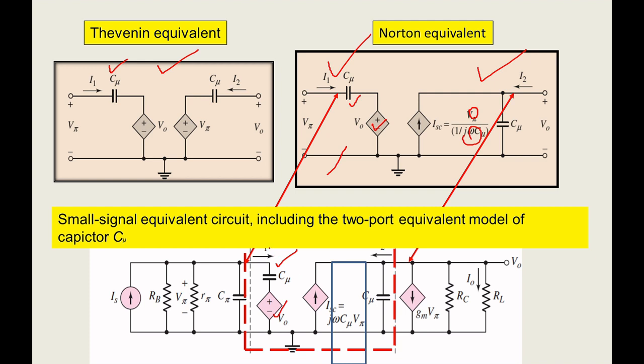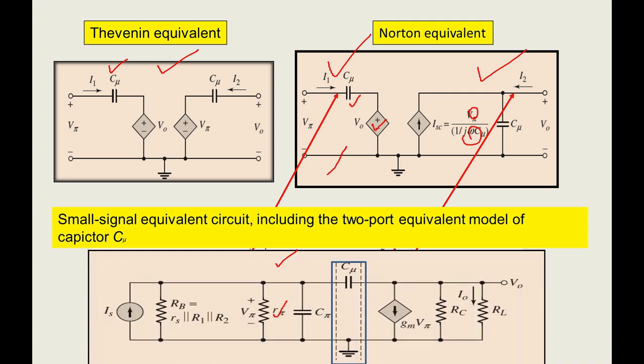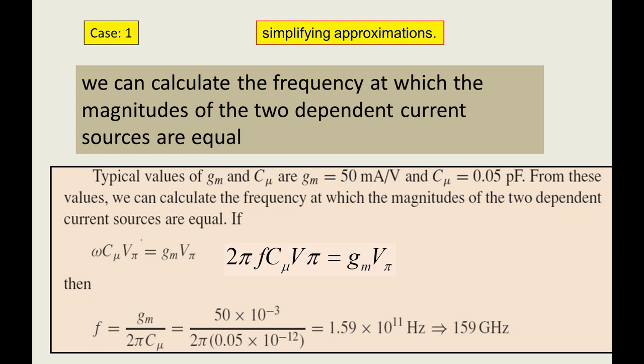So that's all for the current base character. This is your simplified model, a small signal equivalent circuit including the two port equivalent circuit model of capacitor C mu. That C mu was broken into the two port in order to find the individual reactance of port 1 and port 2.